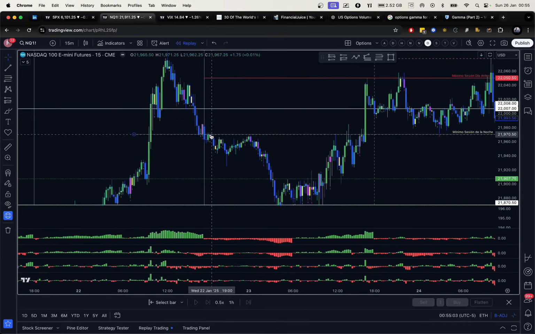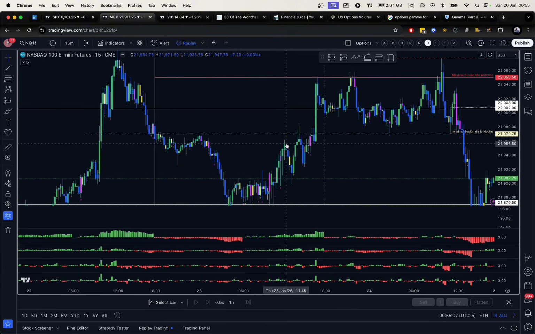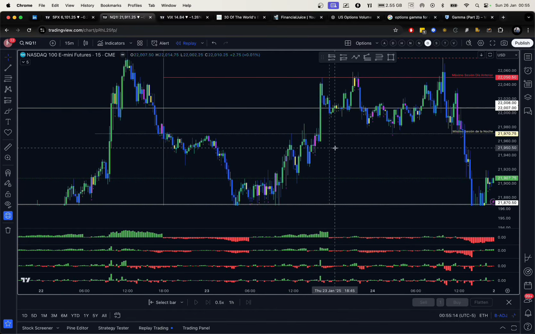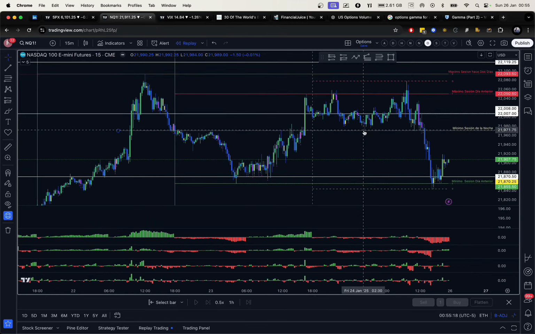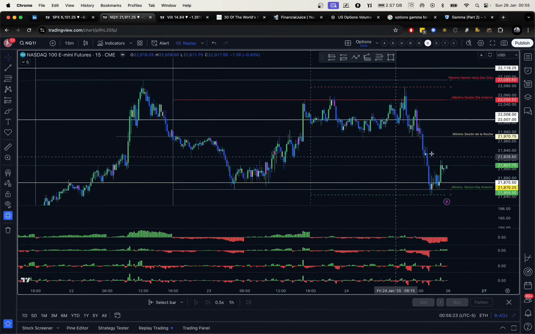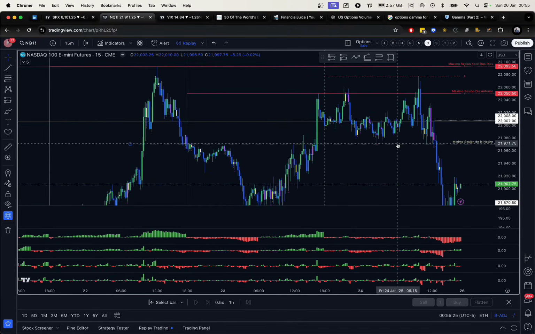overnight, it was a resistance. Then it was resistance on the 23rd. Then on the same 23rd, it was resistance again, resistance again, until it broke it up, and then it was support. So basically, the resistance became support, right? And that was the low overnight.